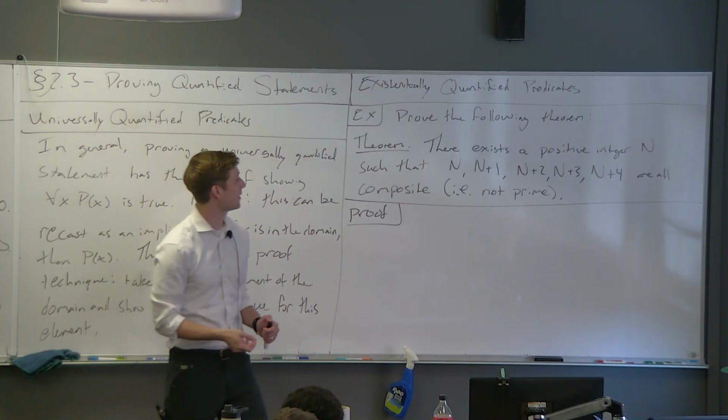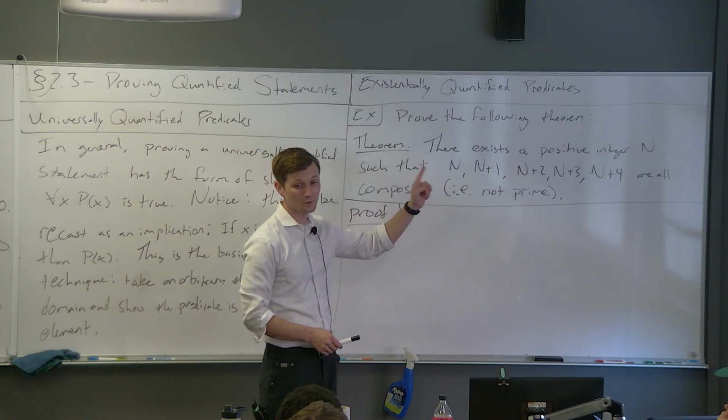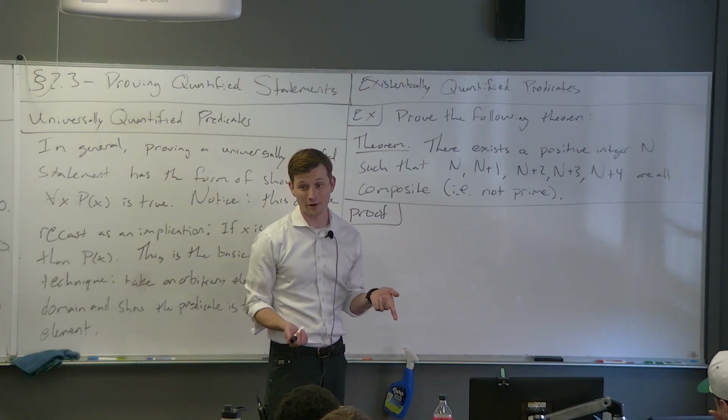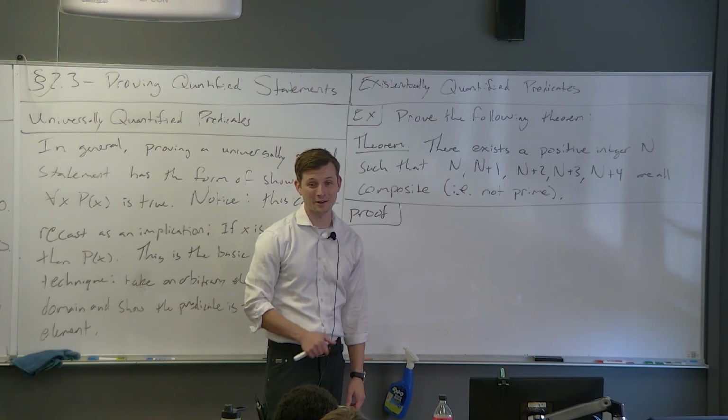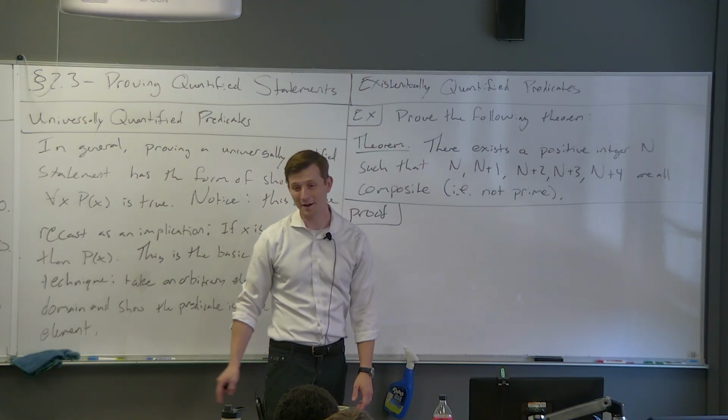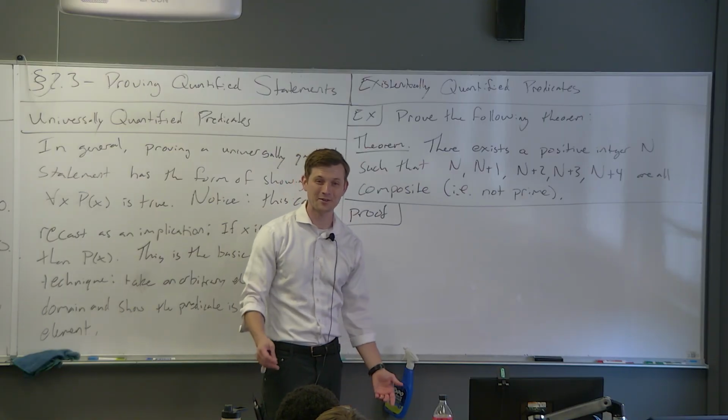Exactly. We're only making a statement that there is some choice of n. So to show that there is, you could just find one, right? If you're like, there's a dog named Rex, and you're like, proof, here's my dog, his name's Rex, right? You've shown the statement's true.